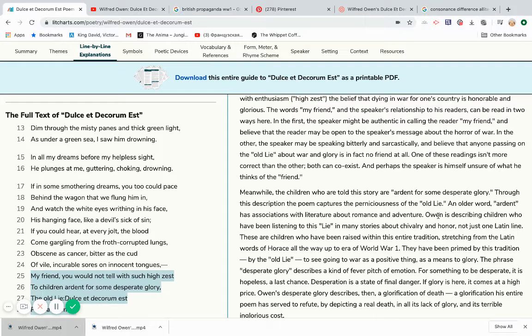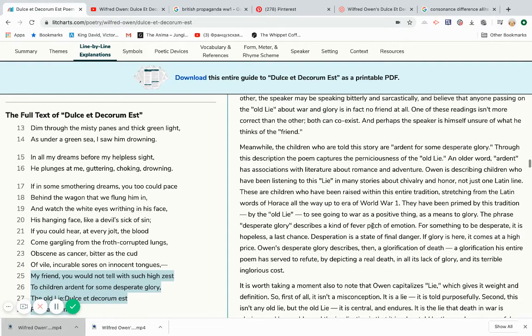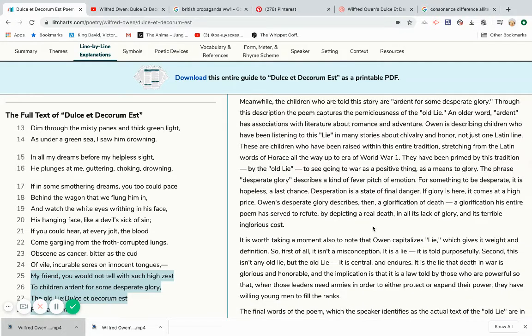Owen is describing children who have been listening to this lie in many stories about chivalry and honor, not just one Latin line. These are children who have been raised with this entire tradition, stretching from the Latin words of Horace all the way up to the era of World War I. They have been primed by this tradition, by the old lie, to see going to war as a positive thing, as a means to glory.